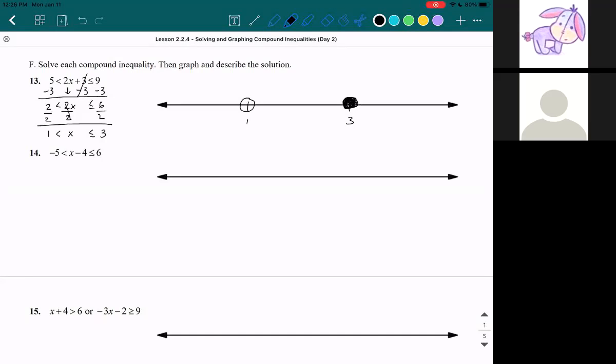Let's double check. 1 is less than x. That means x is greater than 1, so we're going to be going that way to the right. We also have that x is less than or equal to 3, so we're going that way to the left. So yes, we are shading in between. It's nice to just check. So I'm going to shade everything in between here, and this would be our answer.